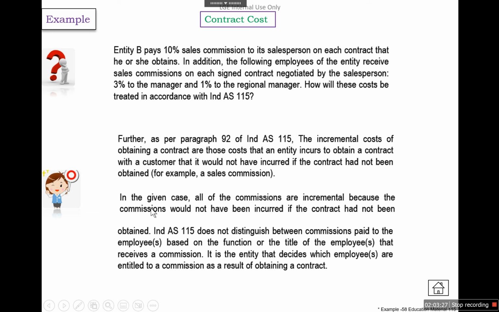So in the given case, all the commissions are incremental costs because the commission would not have been incurred if the contract had not been obtained. So, Ind AS 115 does not distinguish between the commission paid to employees based on the function or the title of the employee. It is entirely the commission received as a result of obtaining the contract. So, it will be booked as an asset.